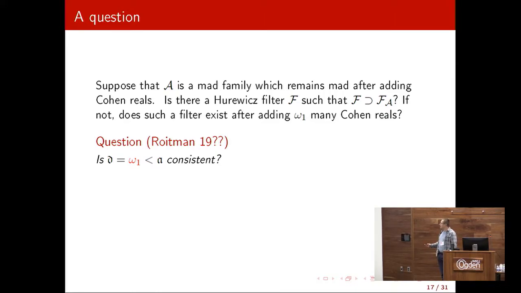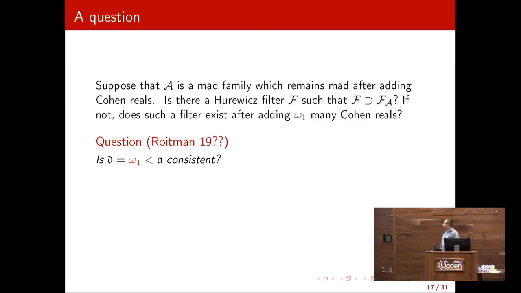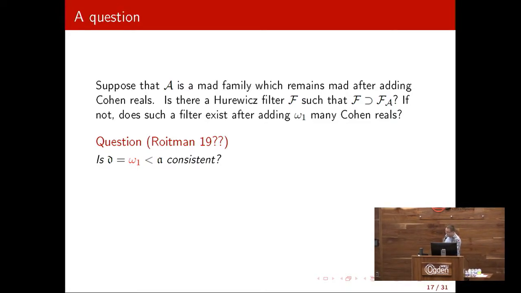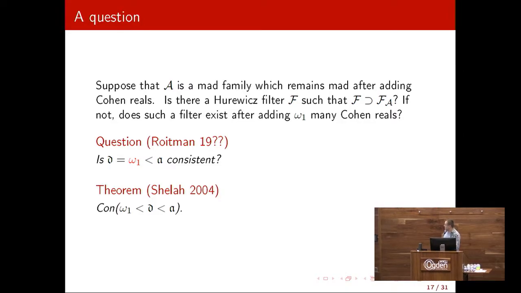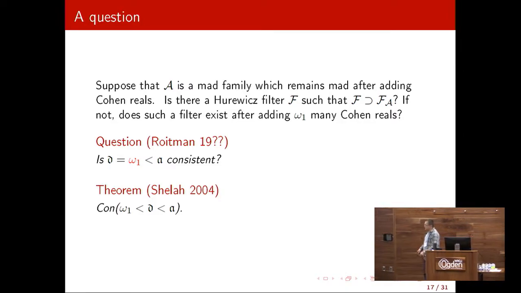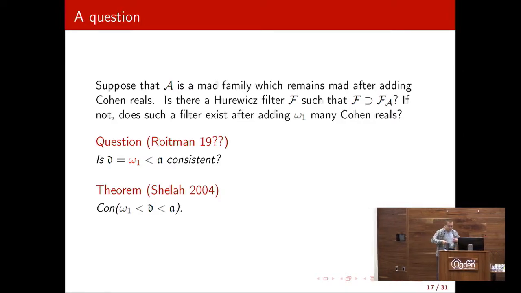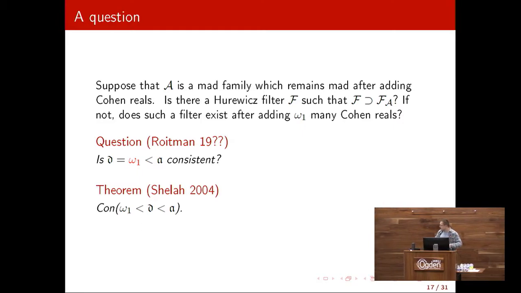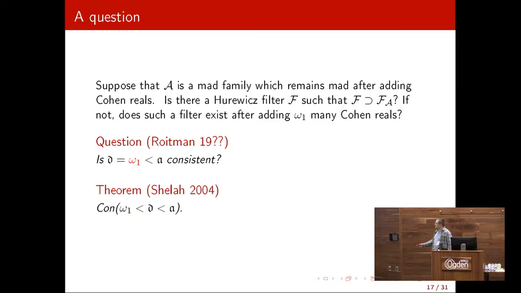Now, A is just the minimal cardinality of a mad family. Why did I make omega 1 red? Because there is a very powerful method developed by Shelah and then further developed by Brendle, Fischer, Mejía, and many other people. It allows you to get the consistency of the inequality D less than A, but above omega 1. In the case when D is omega 1, it's still unknown how to do it, despite all of the efforts of these people.